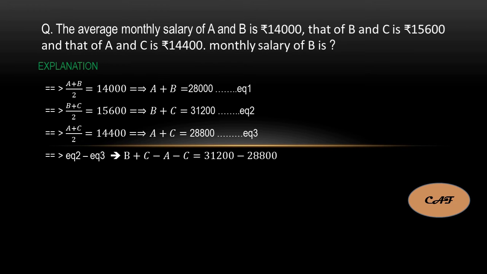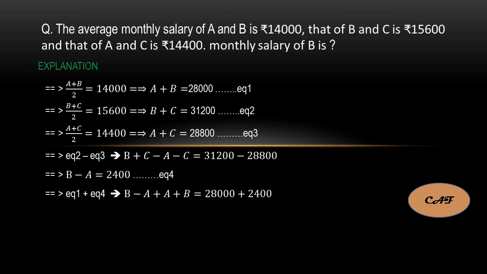So what I am doing is, first I am subtracting equation 3 from 2. So what we will get, B plus C minus A minus C is equal to 31,200 minus 28,800. So these both C will cancel. So you will get finally B minus A is equal to 2,400, and let it be equation 4. So you have B minus A. If you see equation 1, that is B plus A. So if you add both A will cancel, you will get B value easily.